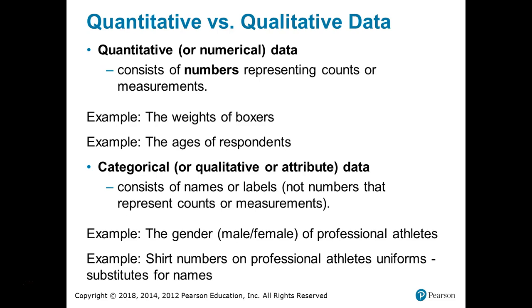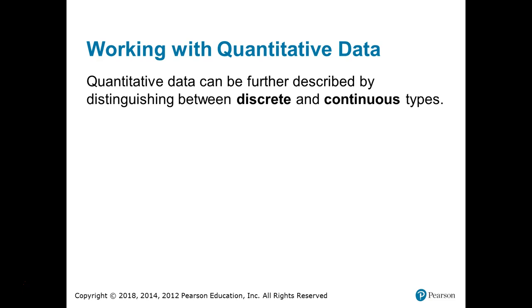And then shirt numbers on professional athlete uniforms. You might say, well, number 11 is a number, so that's quantitative. No, because that's just a substitute for a name. Being number 11 or number 5 doesn't really tell you anything other than that a different person is wearing that shirt. So we are really going to be working a lot with quantitative, because that's a way for us to actually have a tangible measurement based on the value.